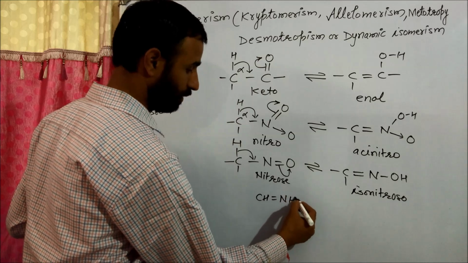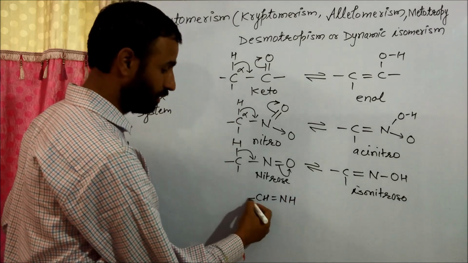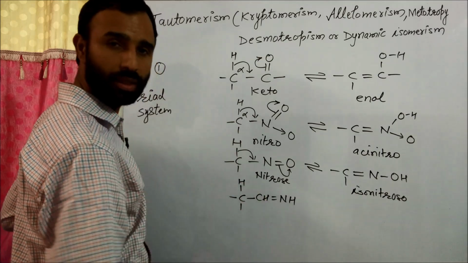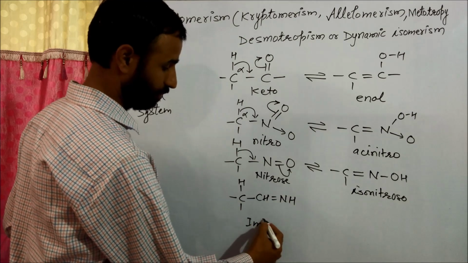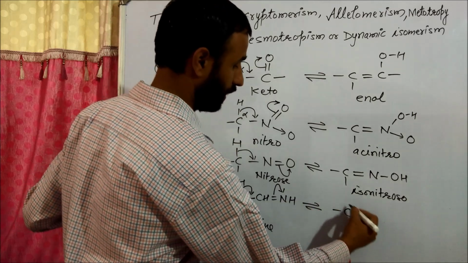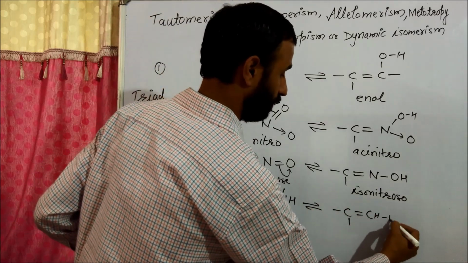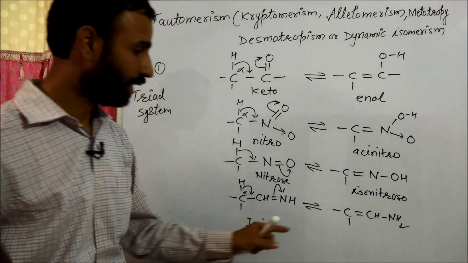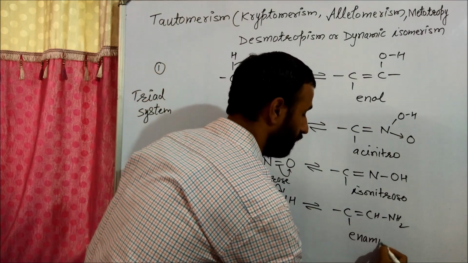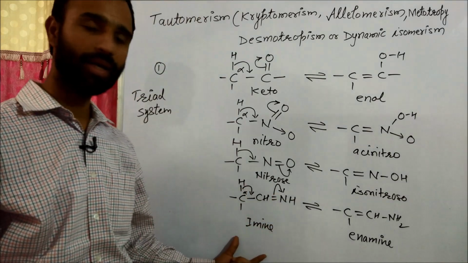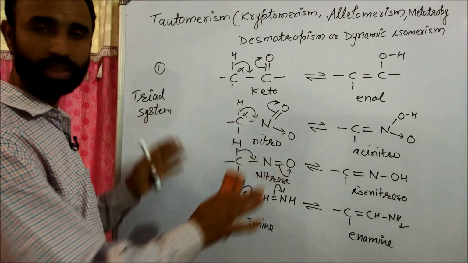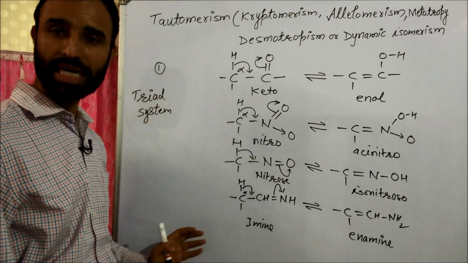tautomerism. Next is CH double bond NH and a saturated carbon next to this group. This is called imine. So the alpha hydrogen moves like this. So we get this imine and this is ene plus amine, means it is enamine. So imine, enamine tautomerism. This is one type of open chain tautomerism and known as triad system.